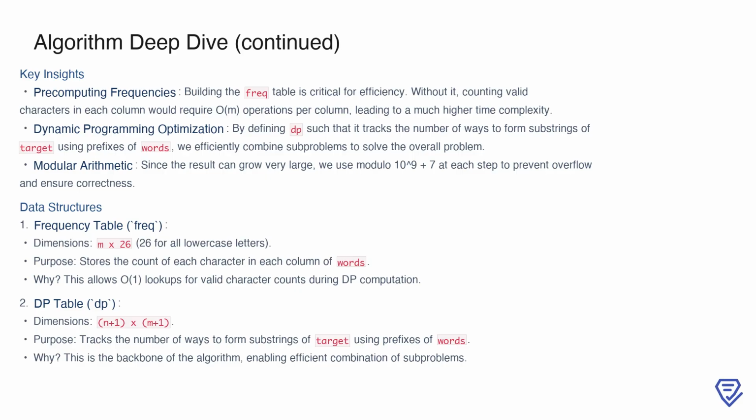By structuring dp to track substrings of target against prefixes of words, we break the problem into manageable components that build up to the final solution. Additionally, modular arithmetic is applied at each step of the computation to handle the constraints on large results, ensuring correctness while avoiding overflow. The data structures involved include the frequency table, frequency, which has dimensions m x 26 to account for all lowercase letters, and the dynamic programming table dp, which is sized n+1 x m+1 to accommodate all substrings of target and all prefixes of words. Together, these structures form the backbone of the algorithm, enabling efficient computation of the result.